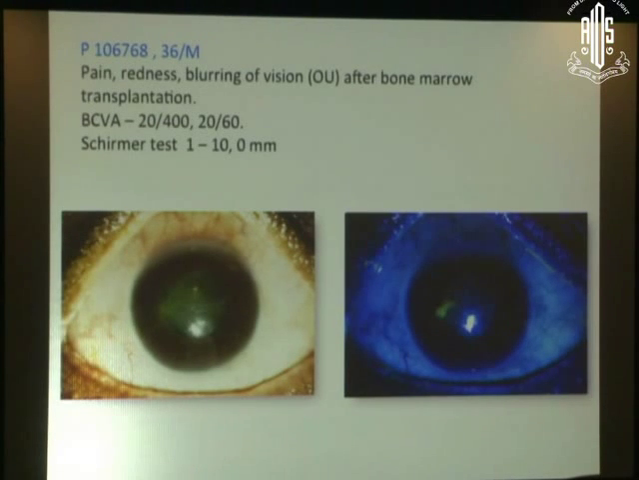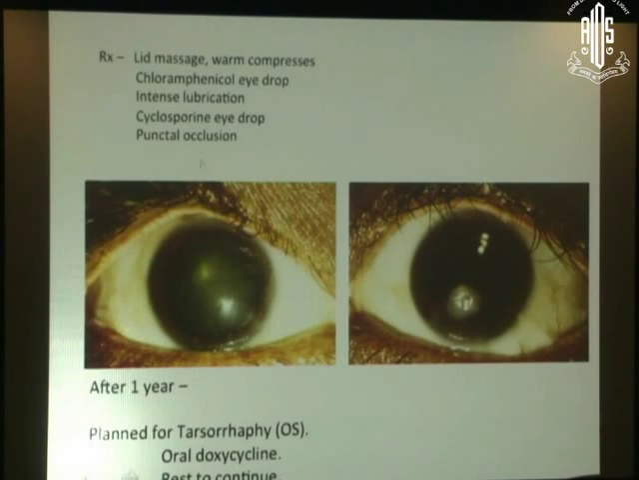A 36-year-old man who complained of symptoms in both the eyes after bone marrow transplantation. The visual acuity, as you see, is not very good in the right eye because of the irregular surface. The left eye has a small epithelial defect, as well as the Schirmer tests are low. So this is a case of graft versus host disease. Again, sometimes a condition which can lead to very severe dry eye and very difficult to manage sometimes.